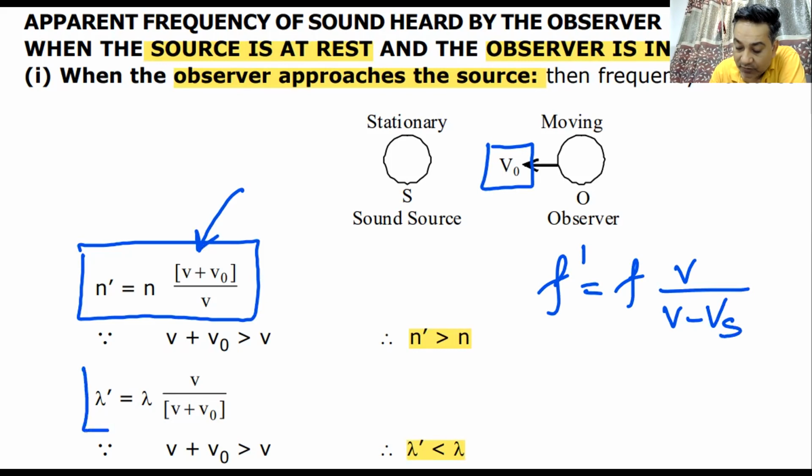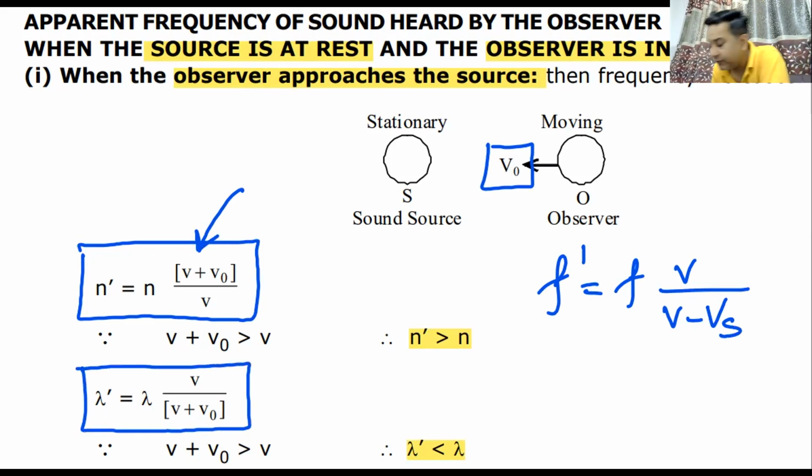The formula for wavelength becomes the opposite of the formula for frequency. The formula for frequency is n into V plus V naught divided by V. The formula for wavelength becomes lambda into V upon V plus V naught. Do we understand this? Yes or no? I'll give you a minute to note this down.